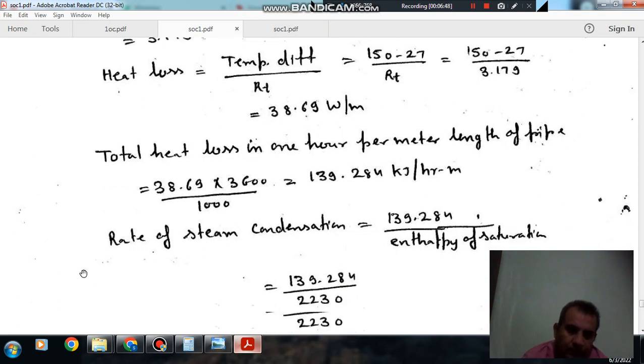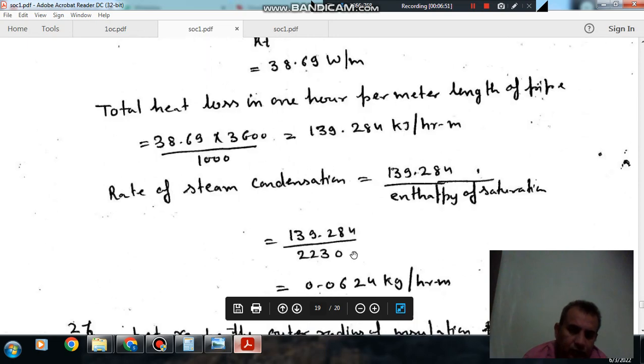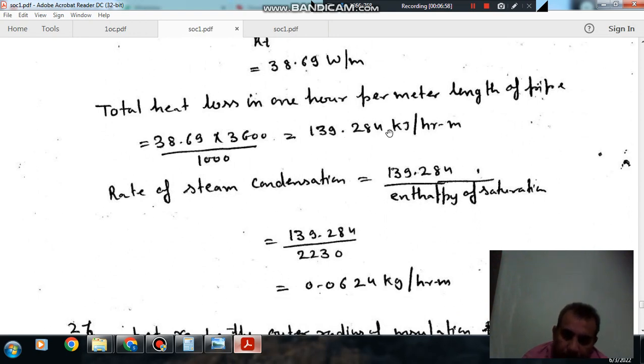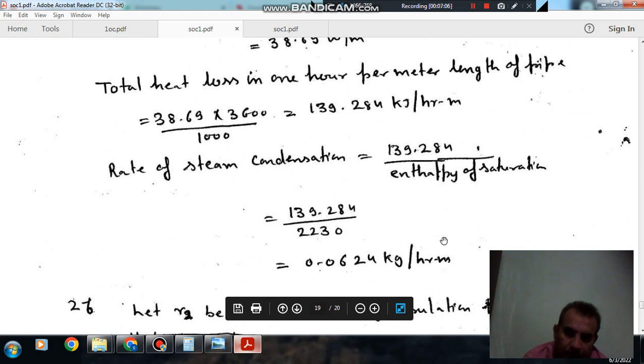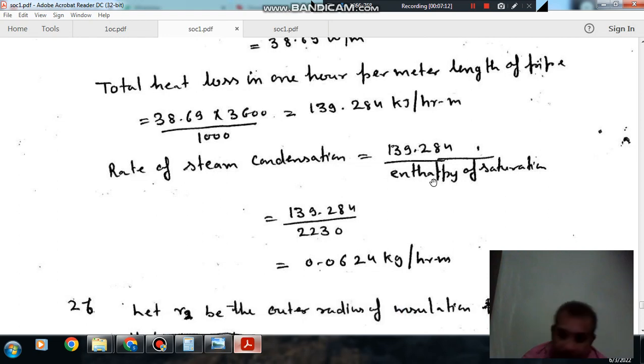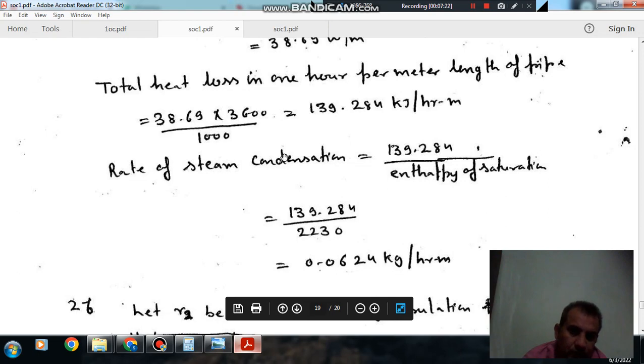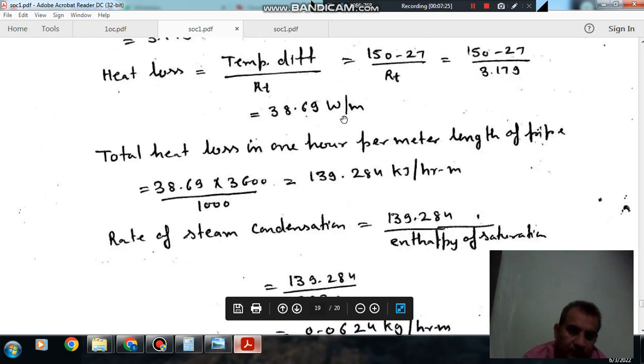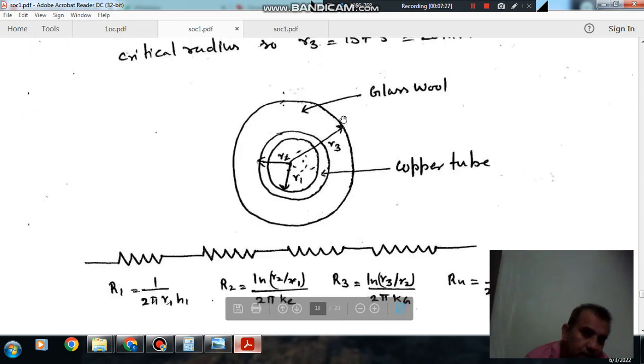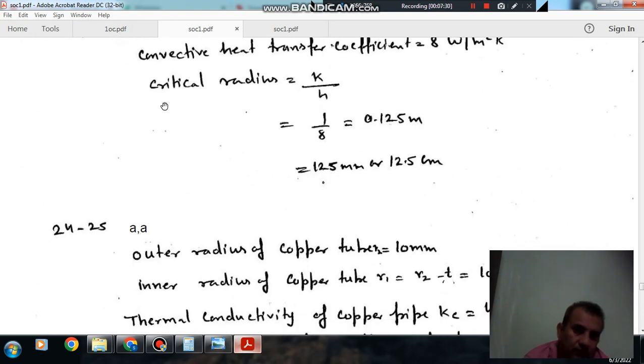And now enthalpy of condensation is also given, that is 2230. So this is the heat loss in kilojoule per hour per meter, and if we divide by kilojoule per kilogram, then it will be kilogram per hour, so that will be the mass that is condensing in 1 hour per unit length of 1 meter. So the answer is 0.0624, and the heat loss rate is 38.69. So the answer to question number 24 is A, and 25 is also A.